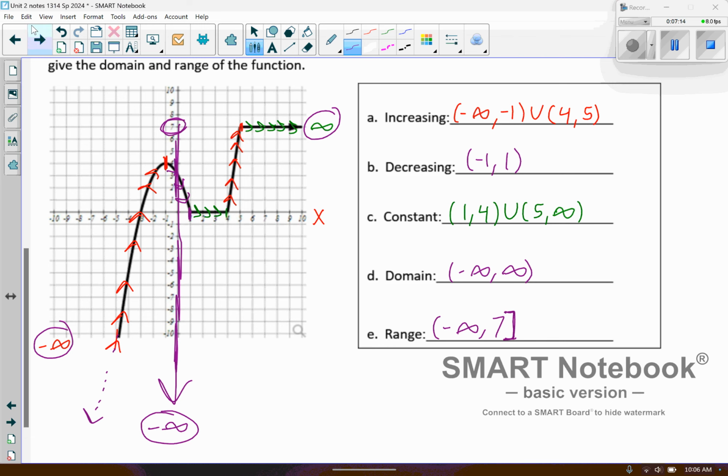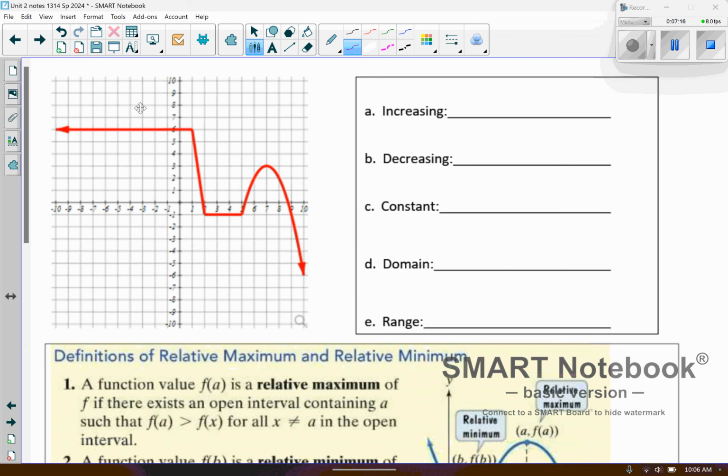All right, I think I have one more of these, and then we're going to look at one other definition when it comes to functions. So if you'd like, go ahead and pause the video and see if you can answer this on your own. Okay, so I'm going to start.